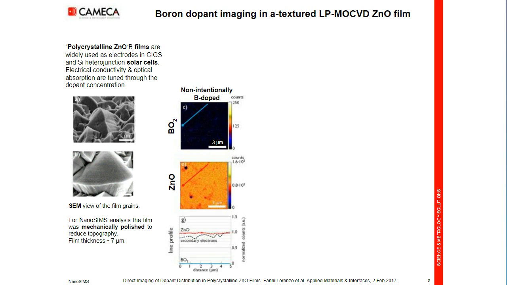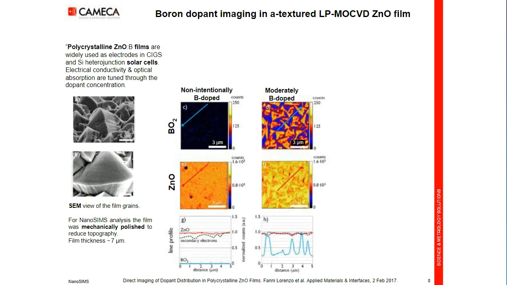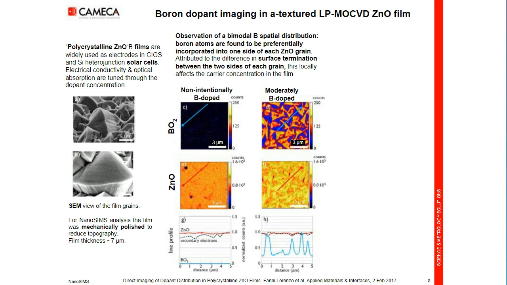Now let's see the doped sample, and here what is striking is that you see a bimodal distribution of boron over the zinc oxide grains. You see that the boron is incorporated into one side of each zinc oxide grain. This is attributed to the difference in surface termination between the two sides of each grain.